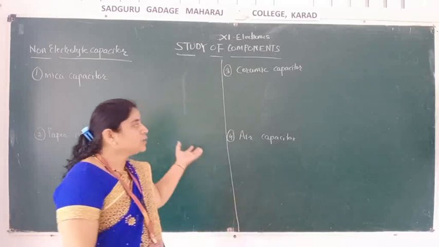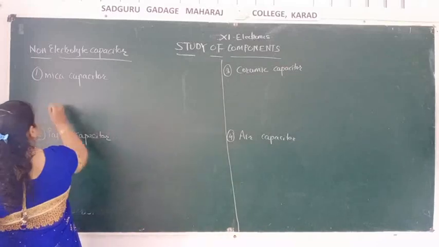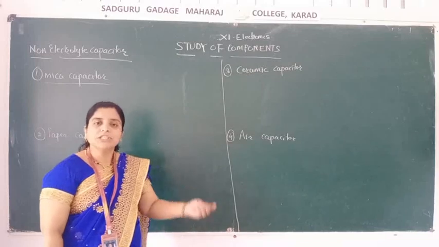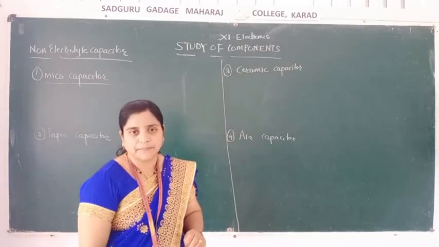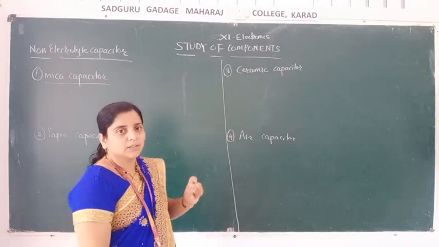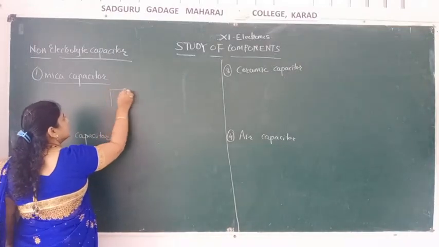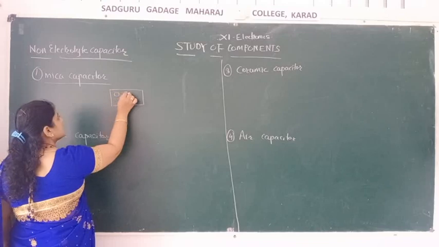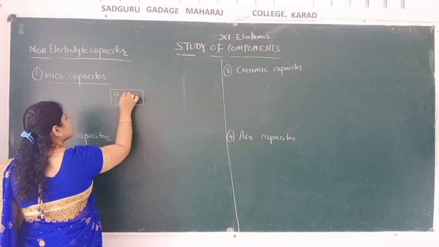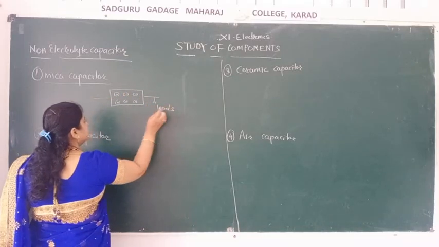So can you guess which is the dielectric in this mica capacitor? Yes, in the mica capacitor, mica sheets will be its dielectric material. So this mica capacitor has, yes, see this, the structure is like this. It has two terminals, or these are the terminals or leads.